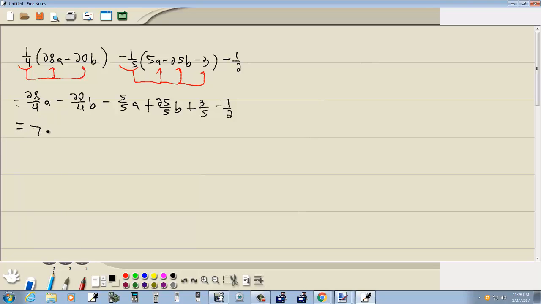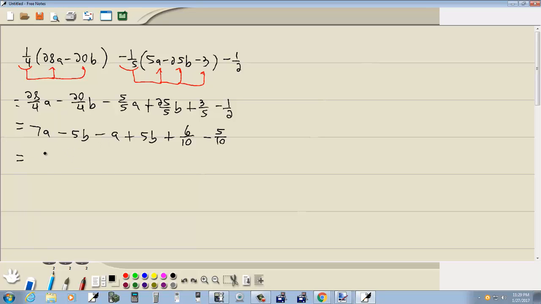28 divided by 4 is 7, so we got 7a minus 20 divided by 4 is 5b. Minus 5 divided by 5 is 1a, or just a. Plus 25 divided by 5 is 5b. Plus, and now to combine these two fractions together, we should have the same denominator. And the common denominator would be 10. So I'll rewrite each of them with that new denominator. Here I multiply the denominator by 2, so multiply the top part by 2. That gives us 6/10. Here I multiply top and bottom by 5, and that gives us 5/10.